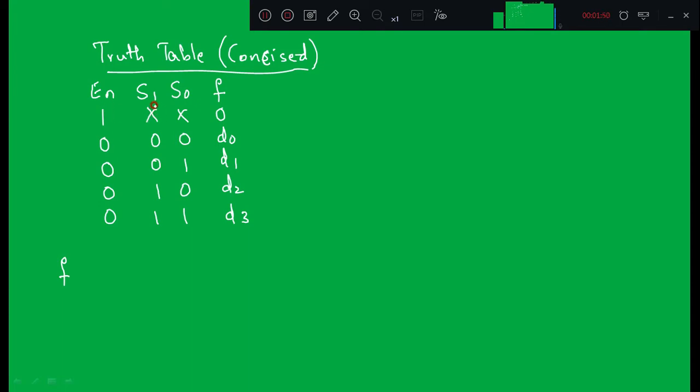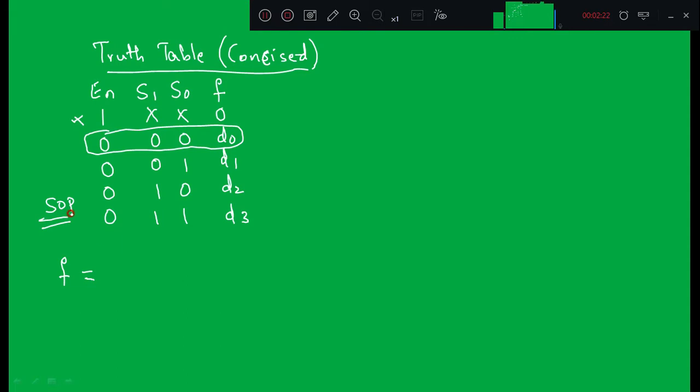For the first row, because I have don't cares here, I cannot decide whether they are 0 or 1. So I'll leave the first row and write the expression for the second row. Here again I am writing SOP expression. Remember, until and unless it is said, writing SOP expression is very easy compared to POS expression.